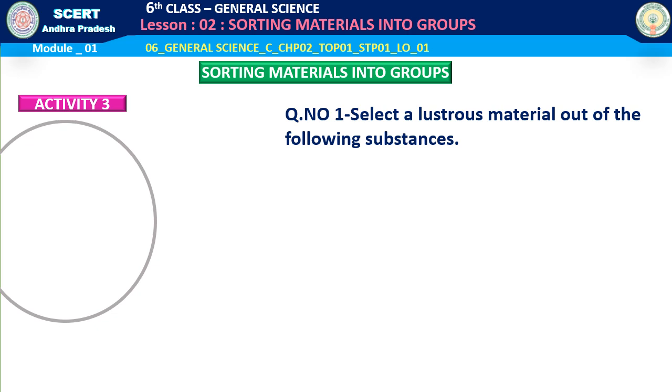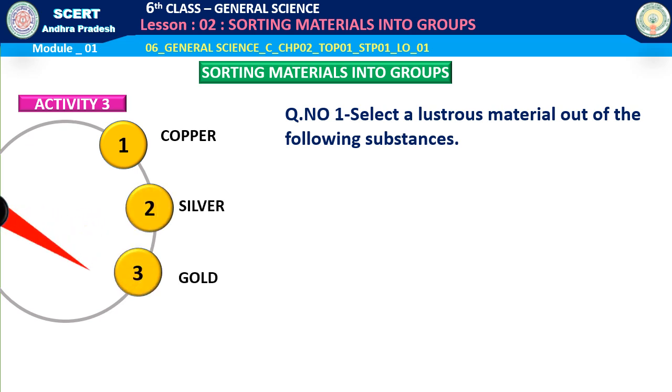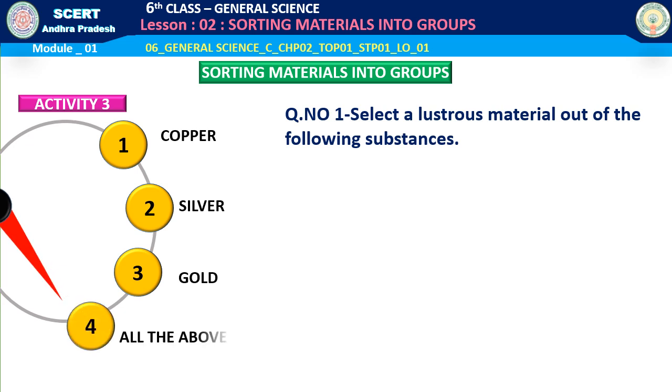Let us answer a question. Select a lustrous material out of the following substances. Option 1 is copper, 2 silver, 3 gold, 4 all the above. Children, can you guess the answer? Yes, what you are thinking is right. All the above is the correct answer because copper, silver and gold are metals and they show luster.